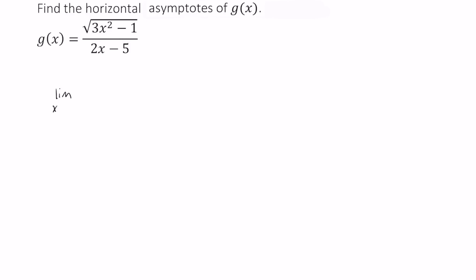So we want to find the limit as x approaches infinity of g of x, so that's the square root of 3x squared minus 1 divided by 2x minus 5. Additionally, we're going to find the limit as x approaches negative infinity, but let's begin here.